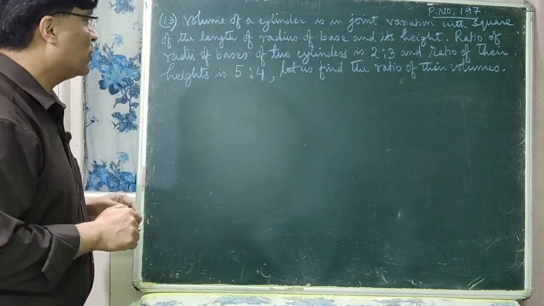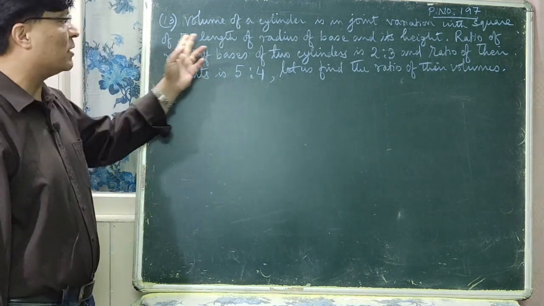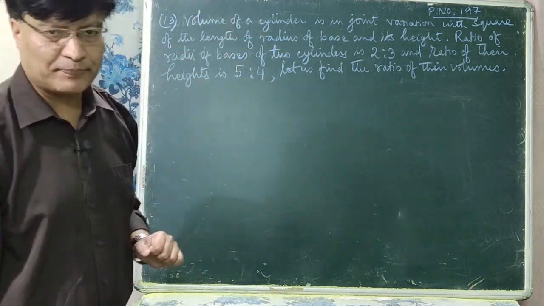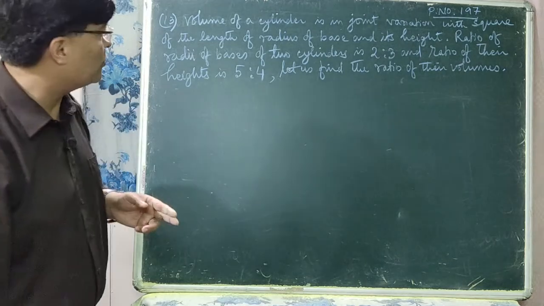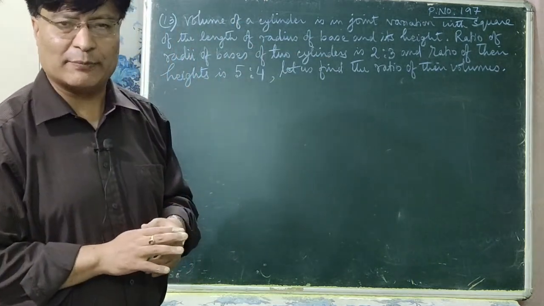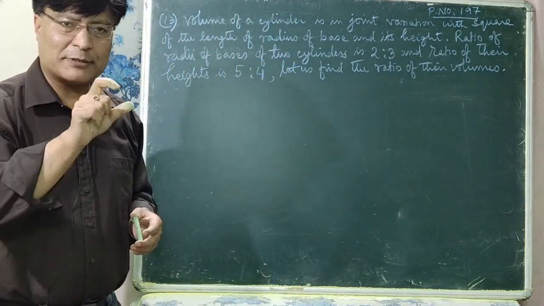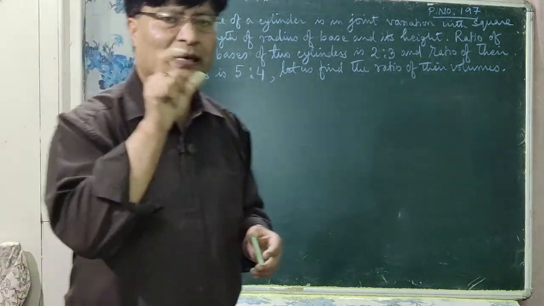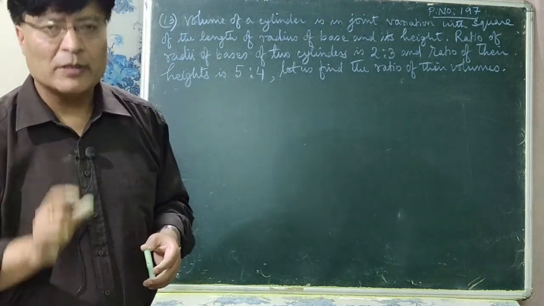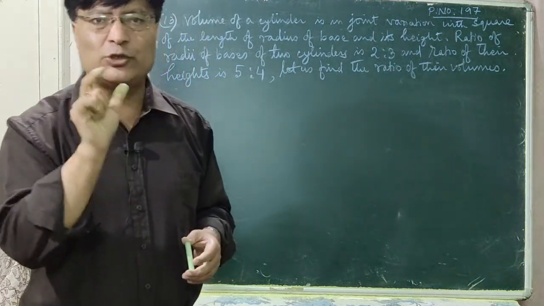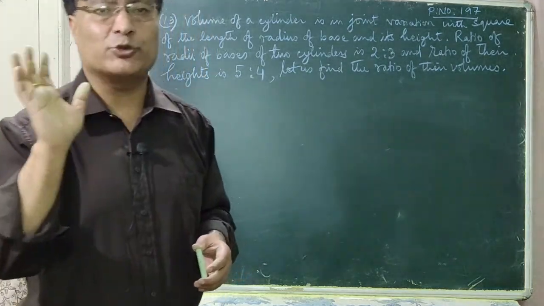So now, let us try to understand this question. Volume of a cylinder is in joint variation with the square of the length of radius of the base and its height. The volume, which we suppose as variable V, is in joint variation. Remember, a variable capital A is in joint variation with capital B and capital C means A is proportional to BC jointly.